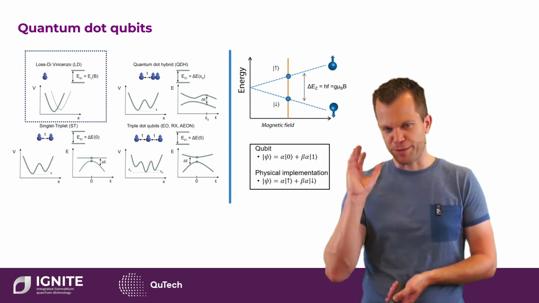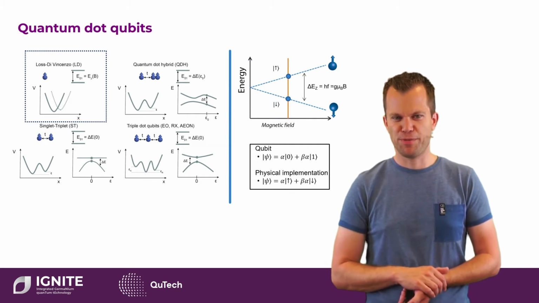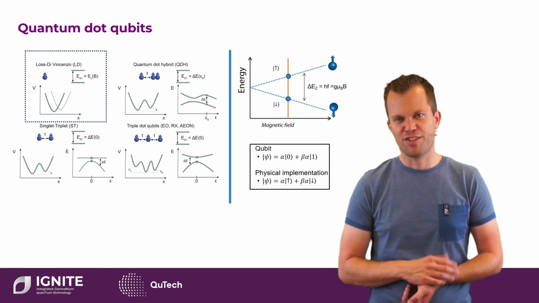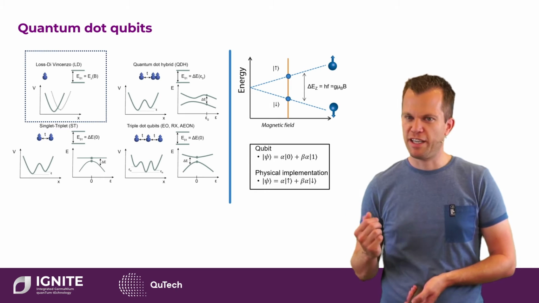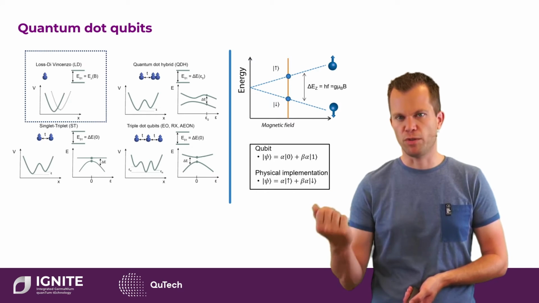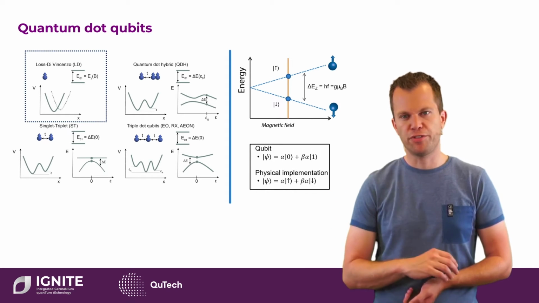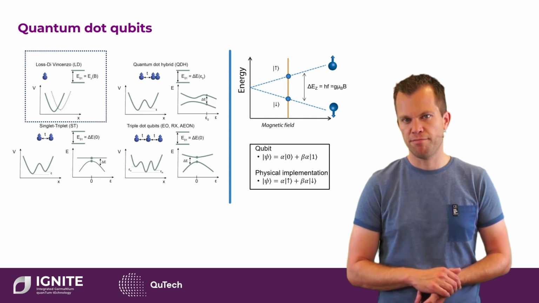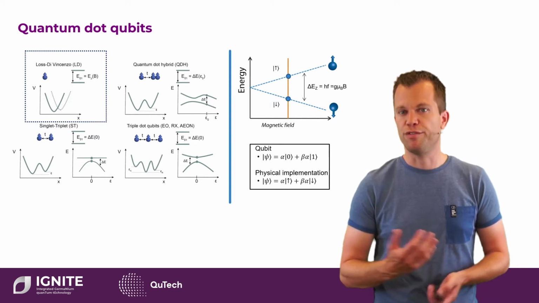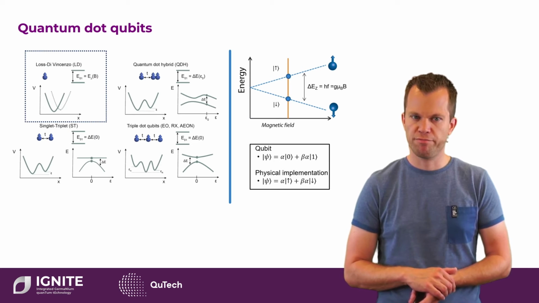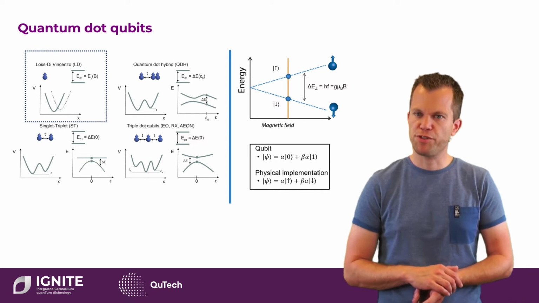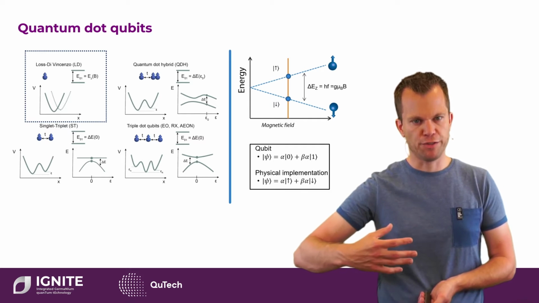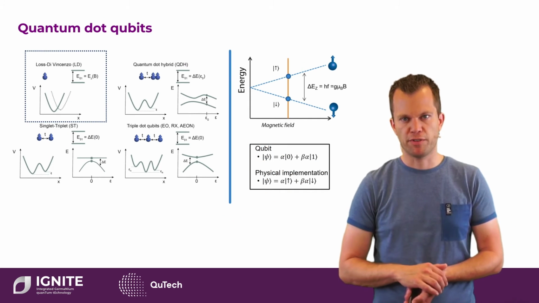The Loss-DiVincenzo qubit, and I will focus on this a bit more specific later on as well, has usually been seen as a single spin qubit. So we either have a single electron or a single hole, in a magnetic field, and the spin states are split by the Zeeman energy, and then the spin down and up states define the basis states of our qubits. And this can be either for an electron spin or a hole spin. And then we can try to think of ways how to control that qubit.